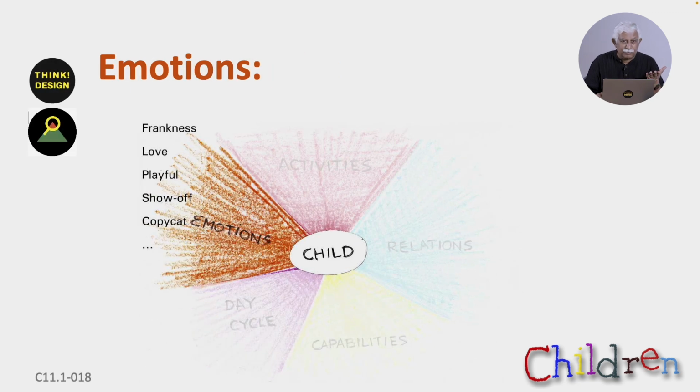And in terms of emotions, they're very frank. They have a lot of love to give. They're very playful. Sometimes they are show-offs. Okay, and they're also copycats. They're always copying something or the other.